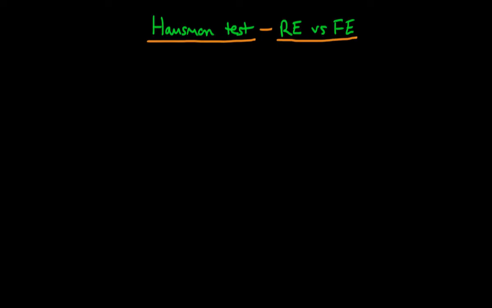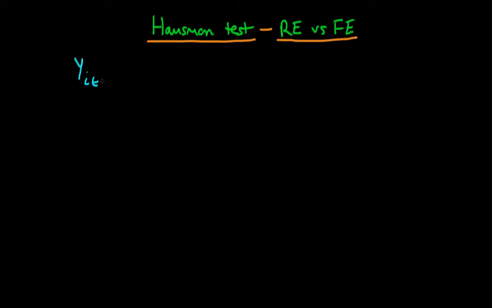In this video, I want to talk briefly about the Hausman test, which is a test of essentially whether we should be using random effects estimation or fixed effects estimation. So in order to talk about this test, we're going to talk about a particular example.